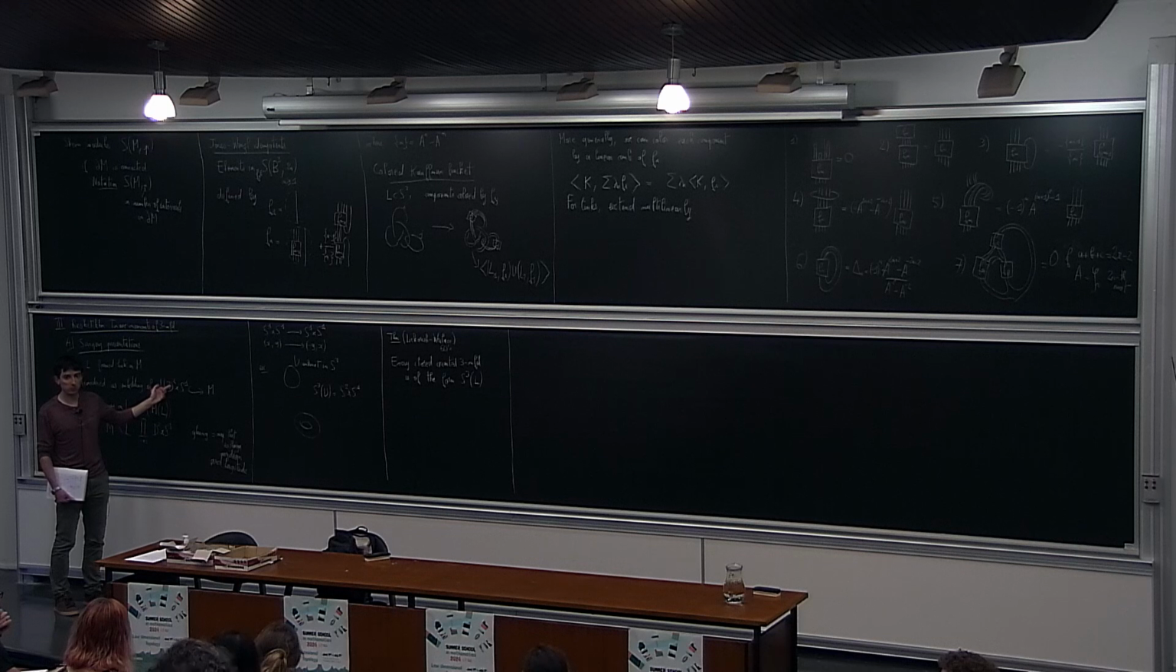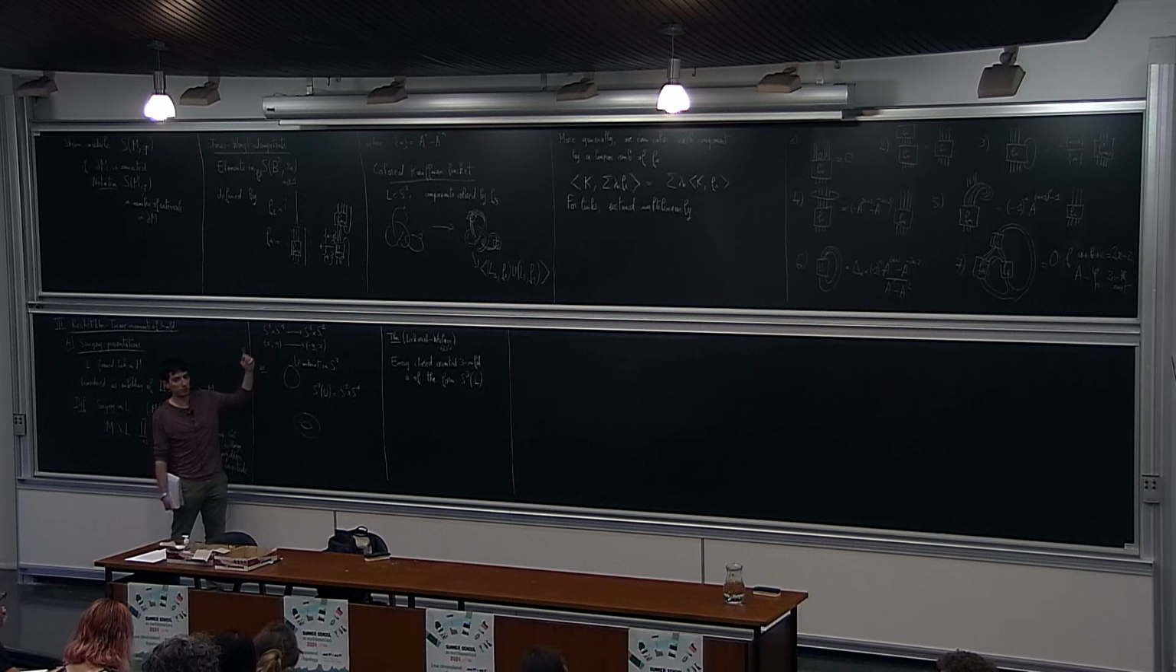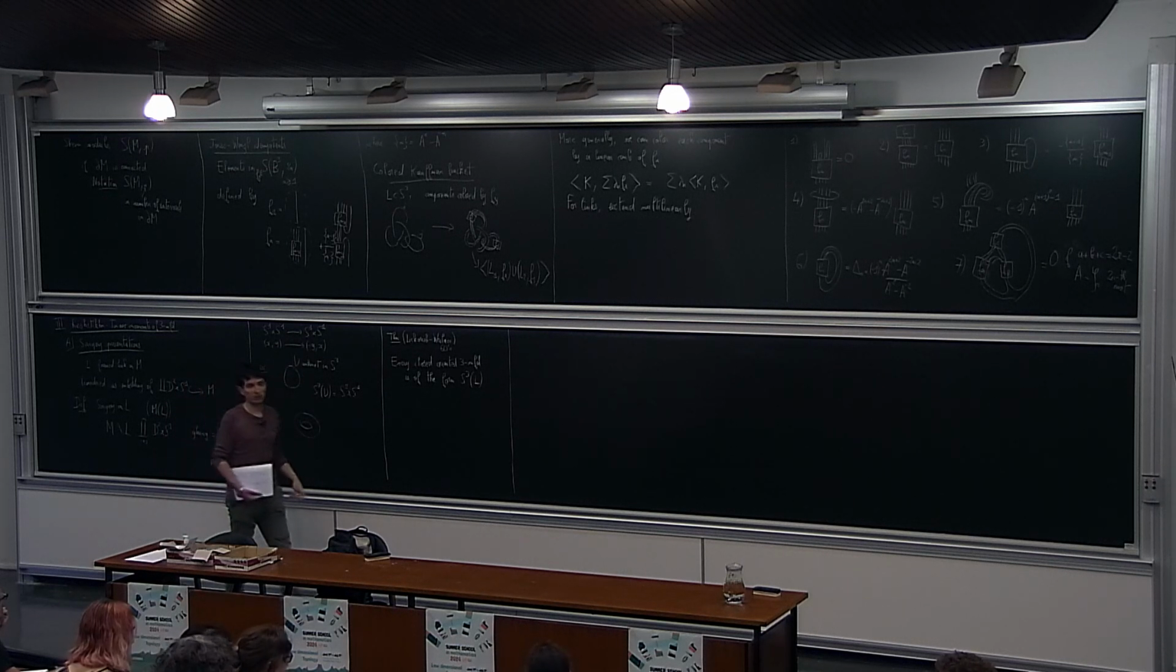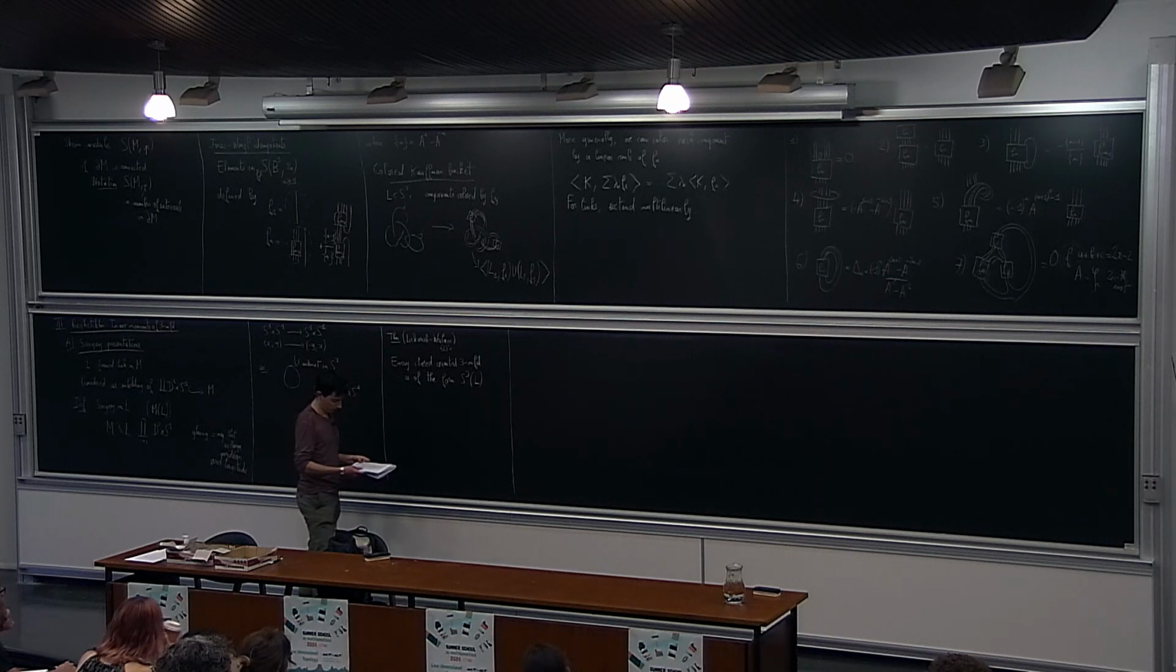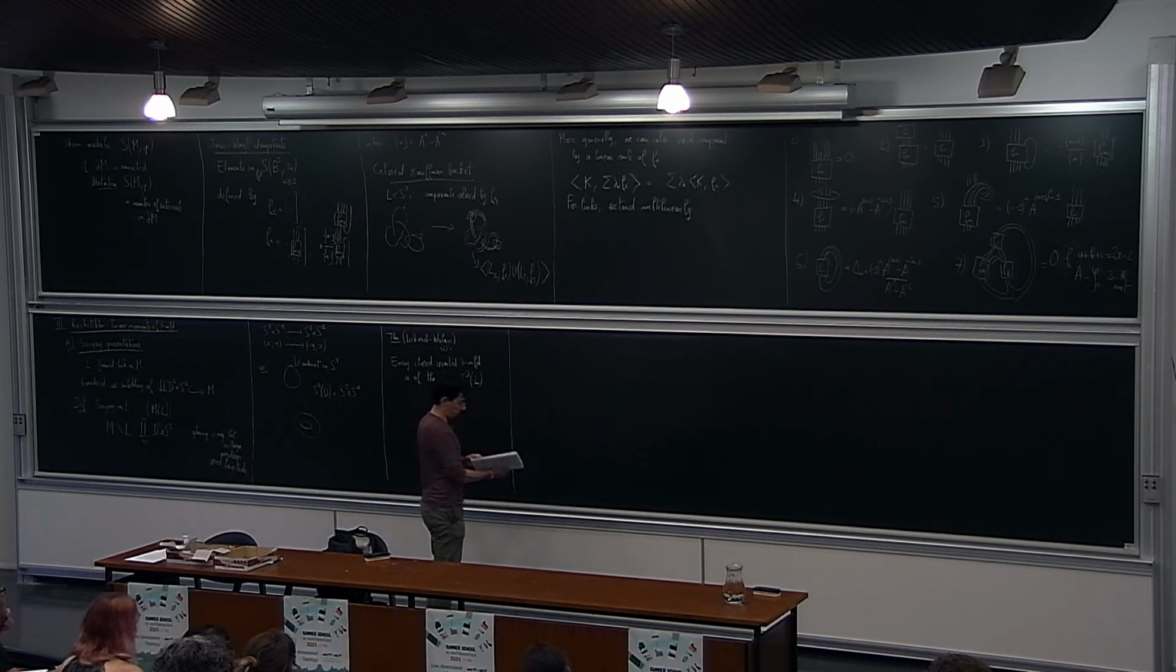And I need to specify the map to glue the two boundaries together. So the boundary of the old D2 times S1 was a two-dimensional torus, S1 times S1. And the new one that I glue back in, I glue using this map.